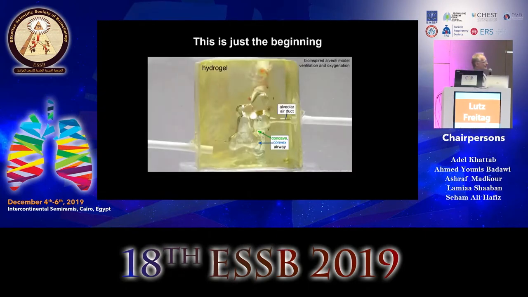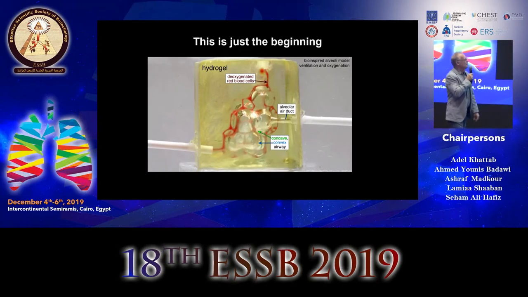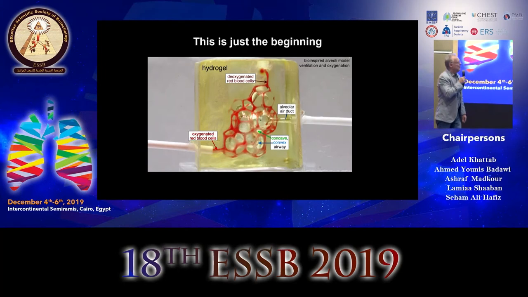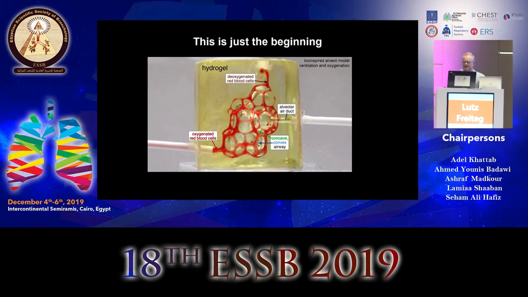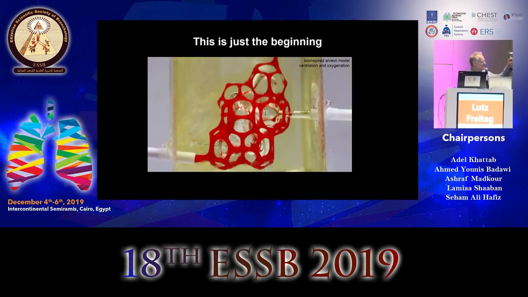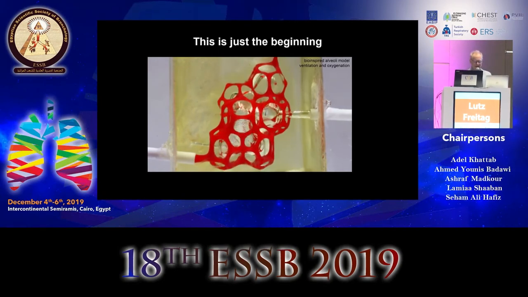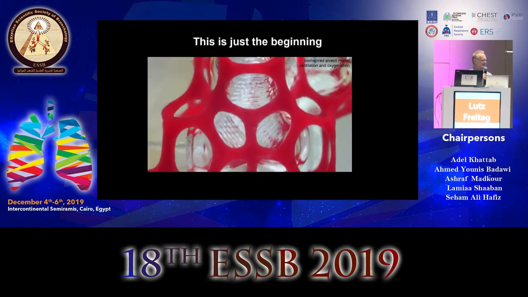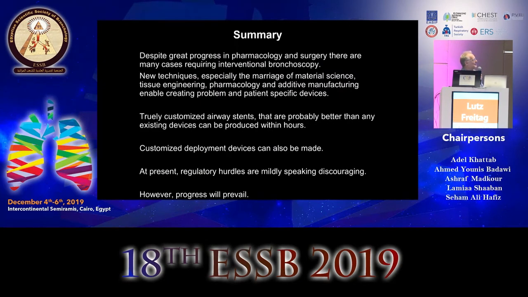oxygen supporting. This is a hydrogel. These are the alveolar ducts, and you see red blood coming in, hypoxic, deoxygenated blood, and at the outer outlet, this is oxygenated blood. The size of this cube is like this. So it's a beginning, but it's coming. And I think give it another few years and we can just print a lung and don't have to worry about the pharmaceutical companies.